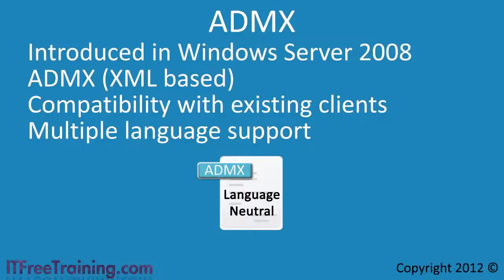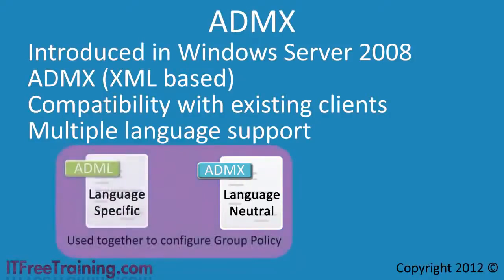The ADMX file itself is a language-neutral file. The language-neutral file defines how the group policy settings are configured, but it is not created with any particular language in mind. To make the ADMX file more useful, it is used together with a language file which has the file extension ADML. These are combined together to provide the settings and interface. Since the ADML file is independent of the ADMX file, it can be changed at any time to allow the administrator to choose the language they want to edit the group policy in. Both of these files can be stored on the local computer or in a central store.